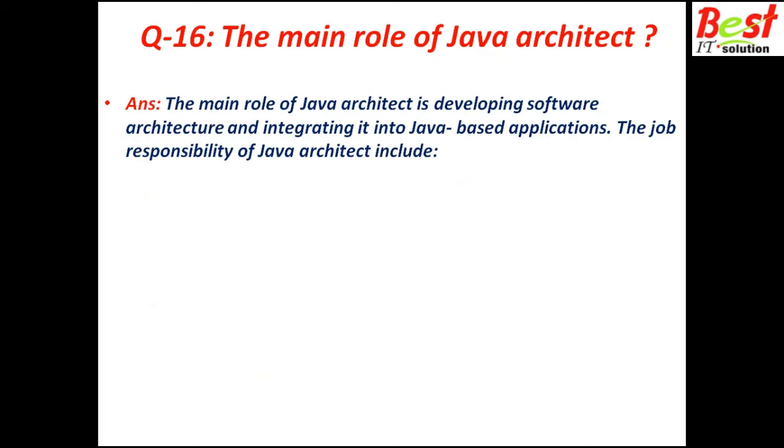What is the main role of a Java architect? This question is only for employees with 7-8 years of experience, or those facing an interview for a Java architect role. The main role of a Java architect is developing software architecture and integrating it into Java based applications.